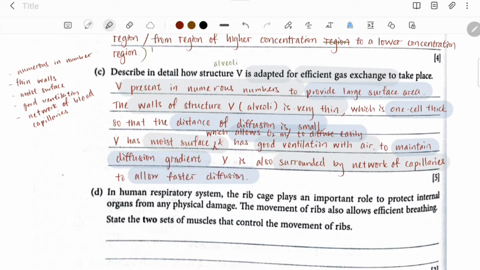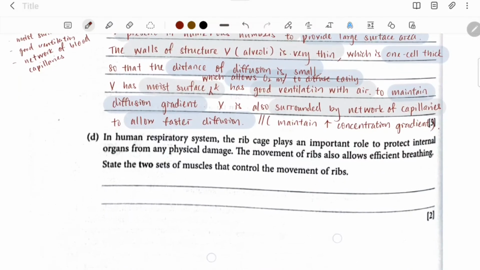Or you can add one more: maintain high concentration gradient. So this is all for C. Let's move on to D.